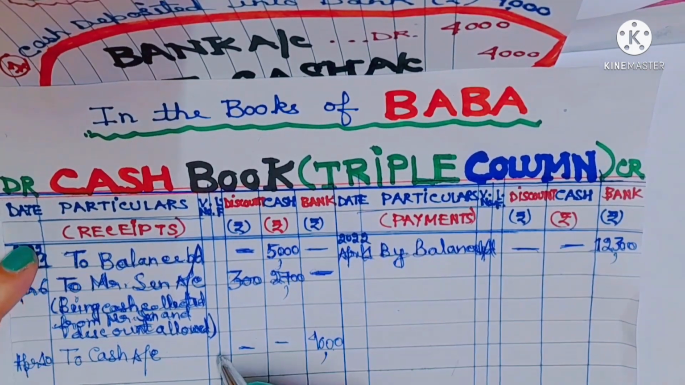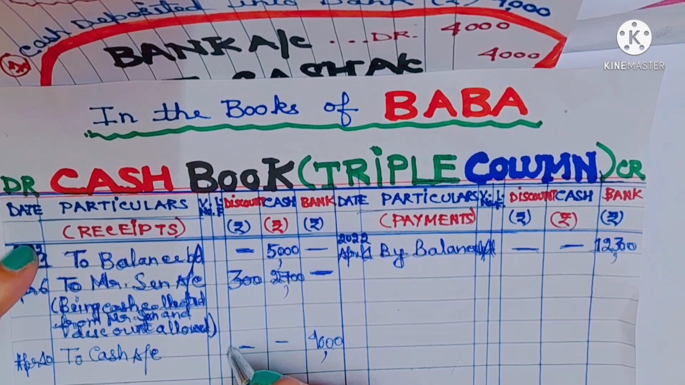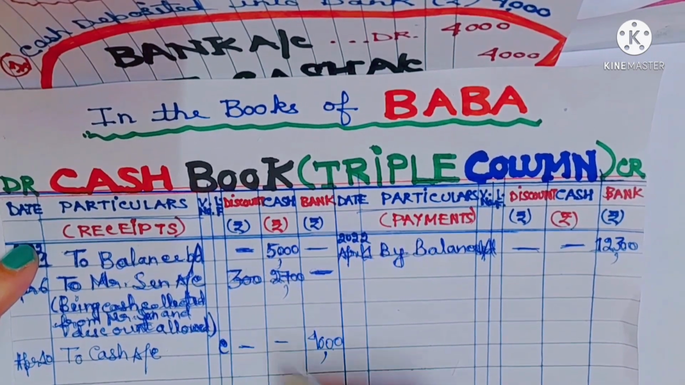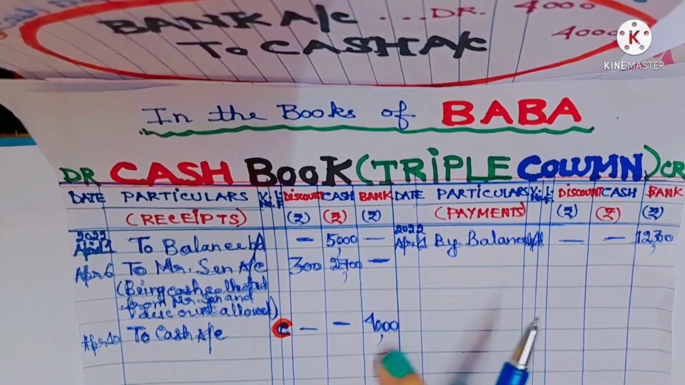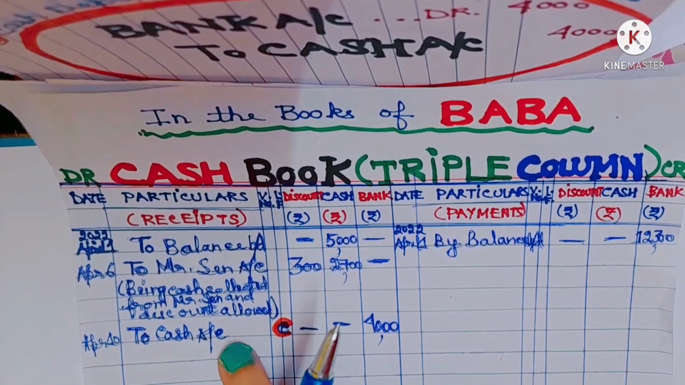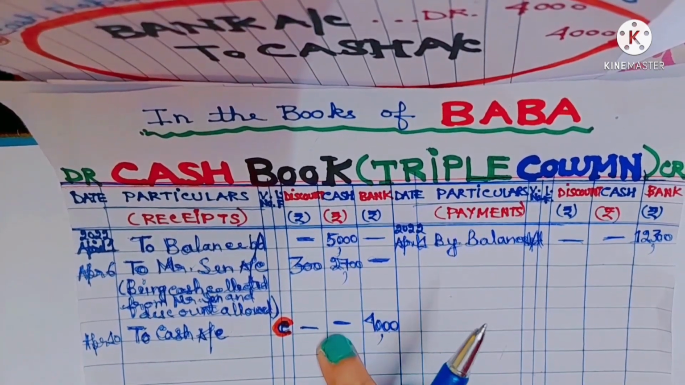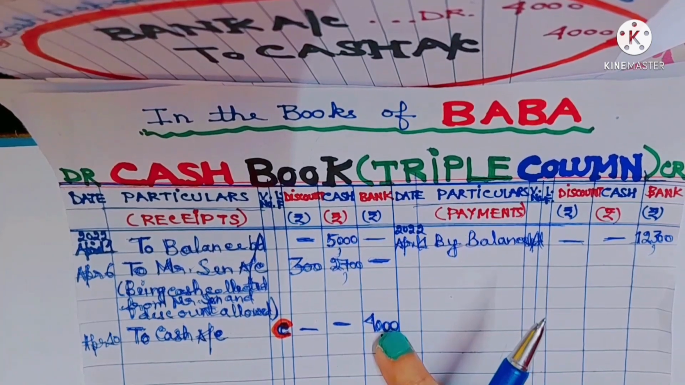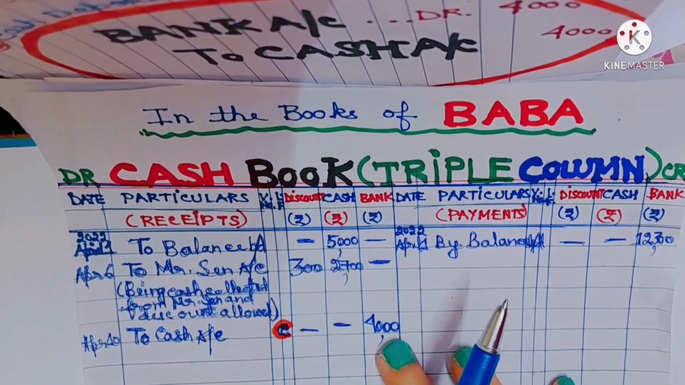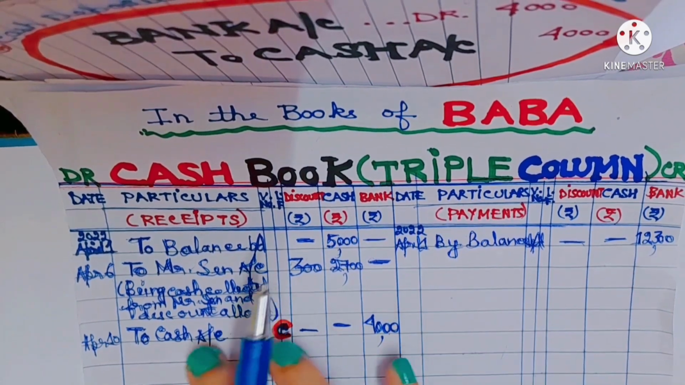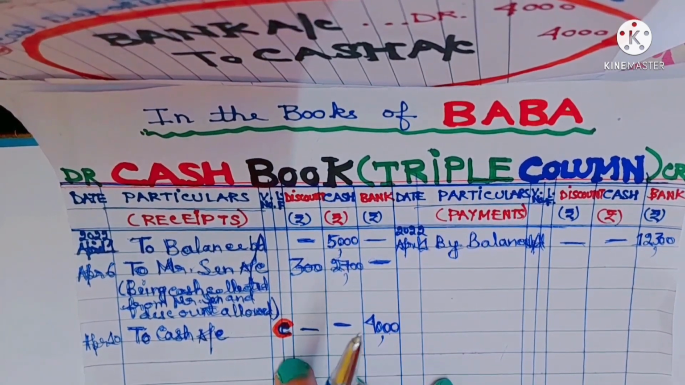Okay, we'll always have to write C in the ledger folio. C stands for Contra. Okay, To Cash Account in the bank column 4,000. Always remember, when you're writing To Cash Account, you cannot write in the cash column. You always have to write in the bank column. And the logic is, since we're looking at the position of bank account, we'll have to write the amount in the bank column.